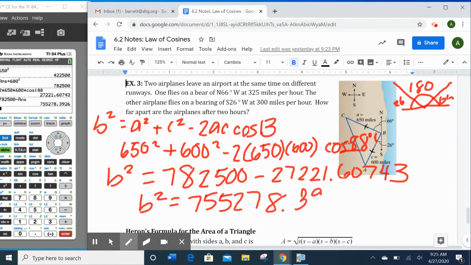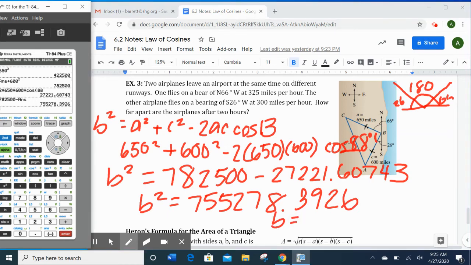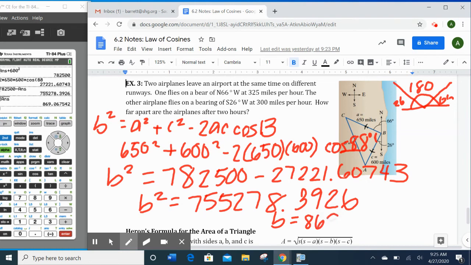And I'm going to take the square root of that to get B. And they don't tell me what to round to. I have the instructions on my homework to decide what to round to, but when I take the square root of the answer, I get that B is 869 miles.